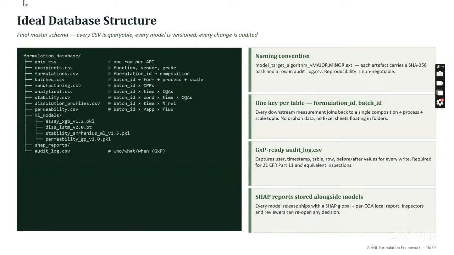Okay. So step by step we have collected all the data. See, XCP and CSV: formulations, batches, manufacturing, analytical, stability, dissolution, permeability, ML models, SHAP, stability, permeability, shop reports, audit reports. Everything will be an entire database. So in the entire database, model target algorithm, one key per table, and GXP ready audit. So step by step, the ideal database structure should be maintained in that way.